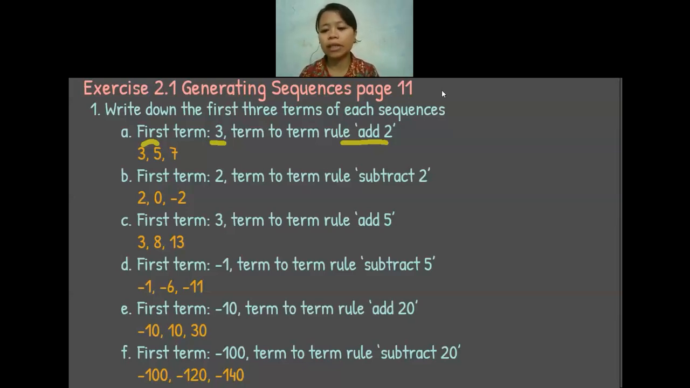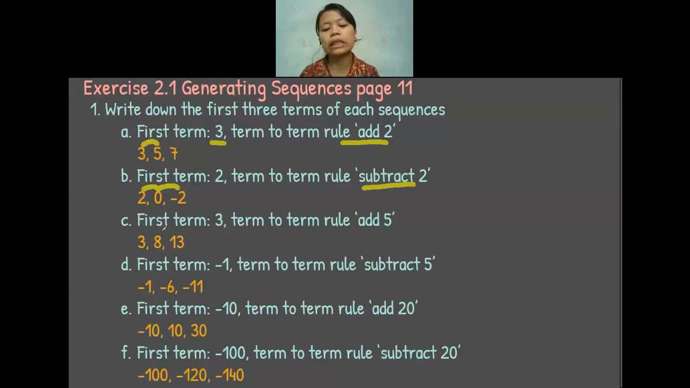For question B, the first term is 2. The term to term rule is subtract 2. So to get the next term, I need to subtract 2. 2 minus 2 will be 0. 0 minus 2 will be negative 2. So the answer will be 2, 0 and negative 2.